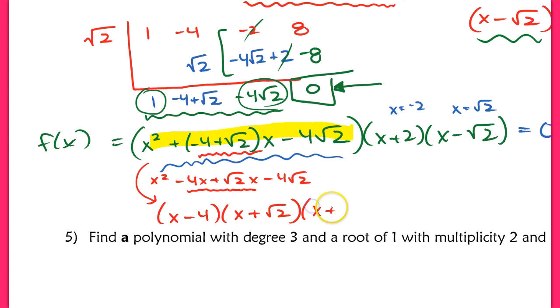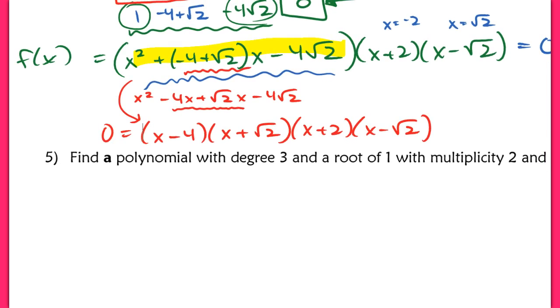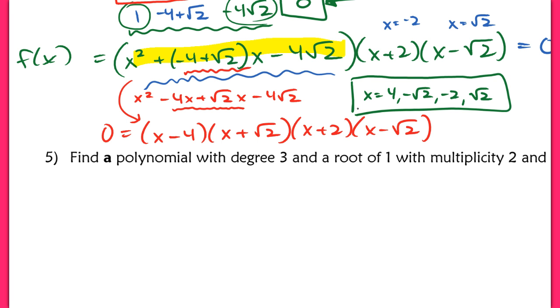And now I have that original x plus 2, x minus root 2. And I'm going to set that equal to 0. So I have now solutions: x equals 4, x equals negative root 2, x equals negative 2, and x equaling positive root 2. These are all the solutions to that equation.